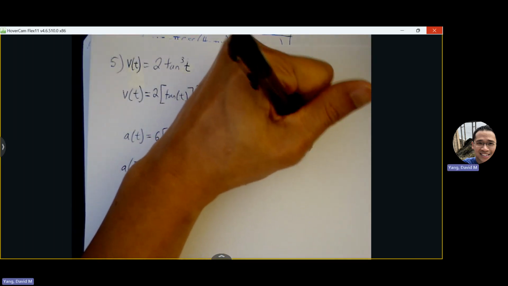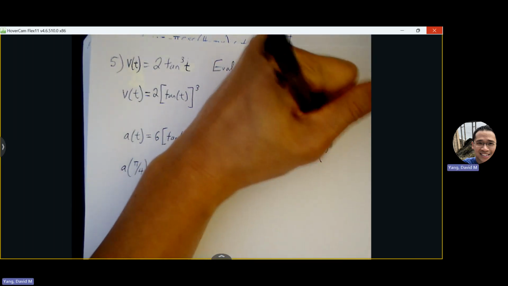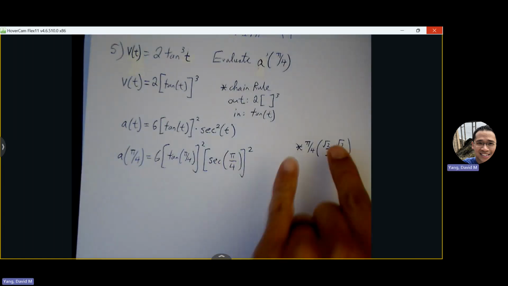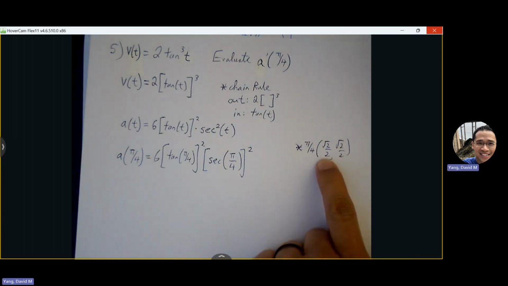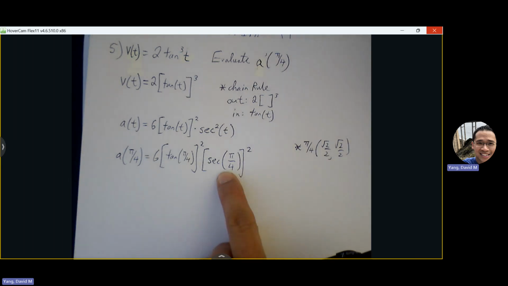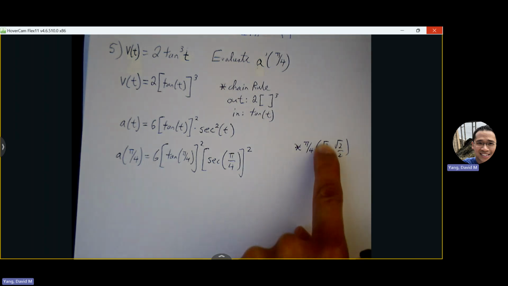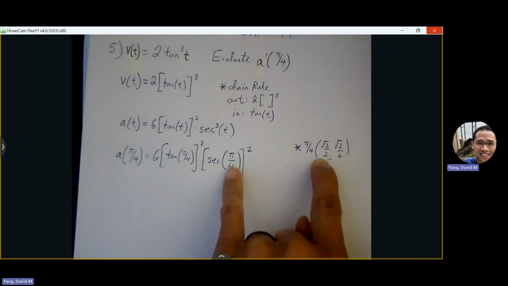Now we know that at pi over 4, our ordered pair is root 2 over 2 and root 2 over 2. Tangent is just going to be 1 because y over x cancels out. Secant is the reciprocal of cosine, which is my x value. So I just flip my cosine, and that will give me my secant.